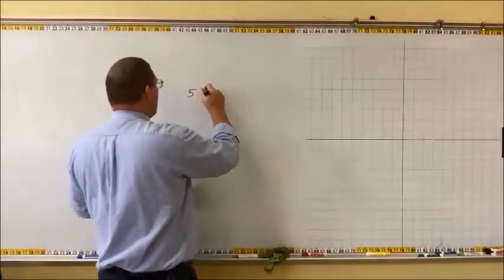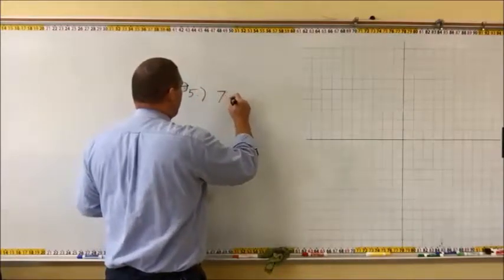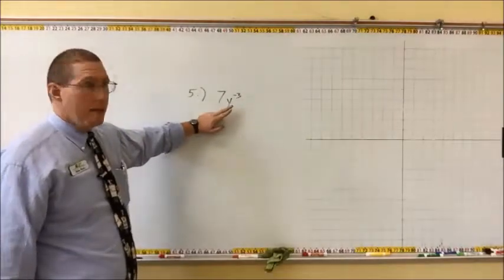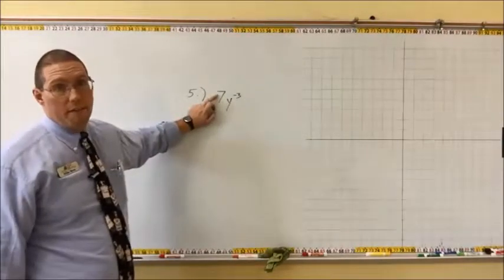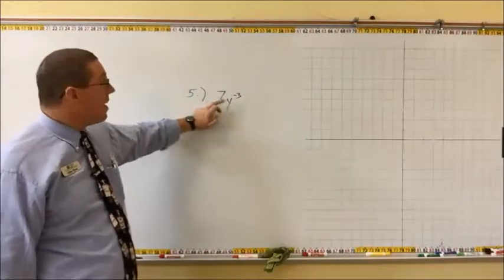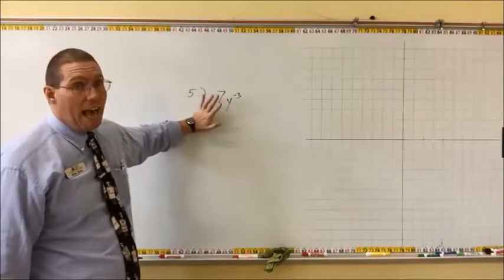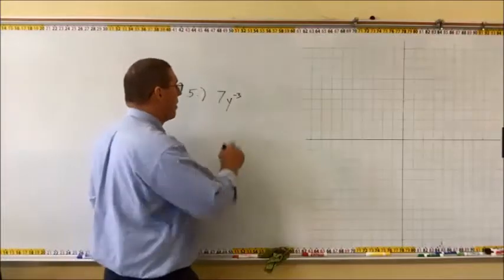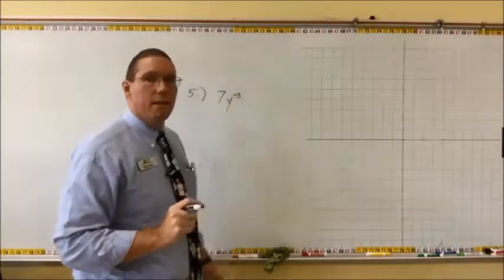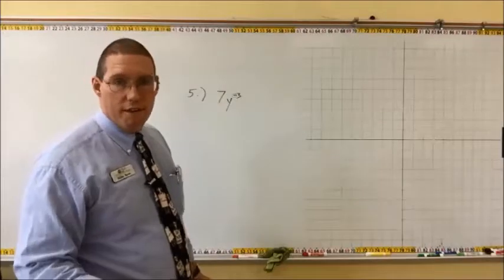Question number 5 says, simplify 7y to the negative 3 power. Well, first notice that negative 3 is not on the 7. You're not going to multiply this negative 3 times the 7. That negative 3 doesn't have anything to do with the 7 at all. That negative 3 is the exponent on the y. And negative exponents mean it is a fraction. It belongs in the denominator.